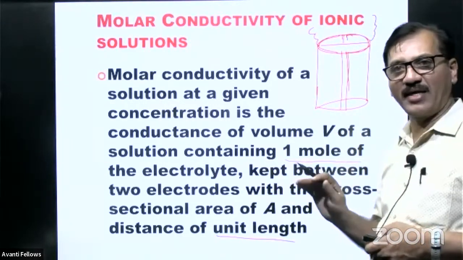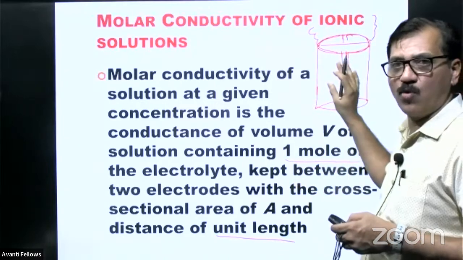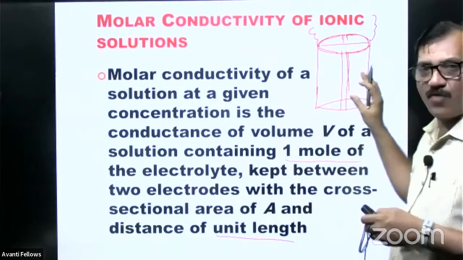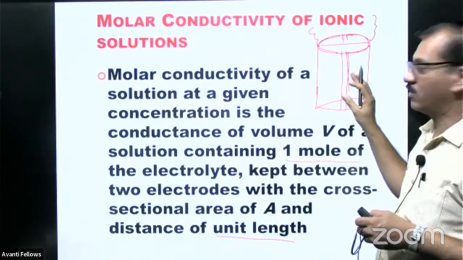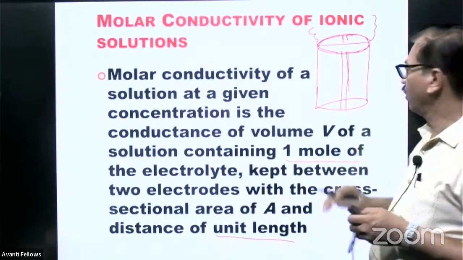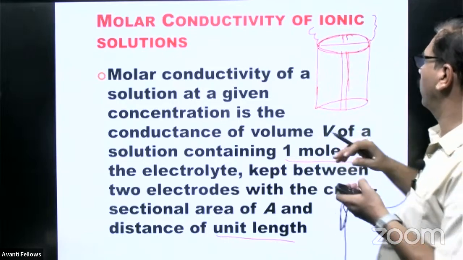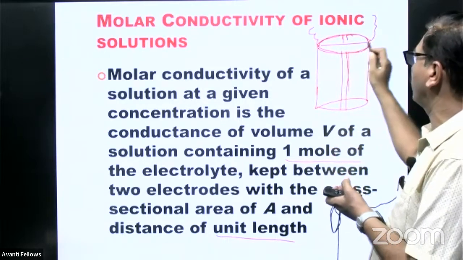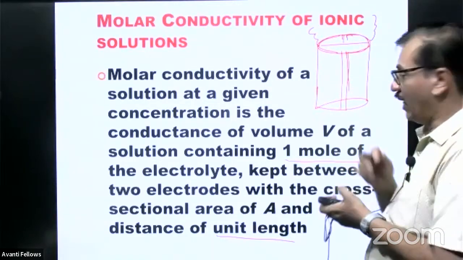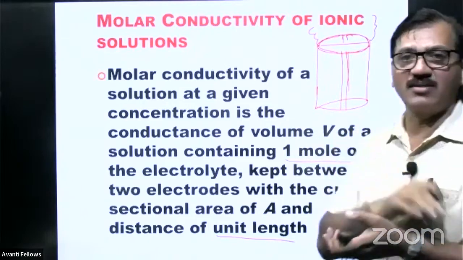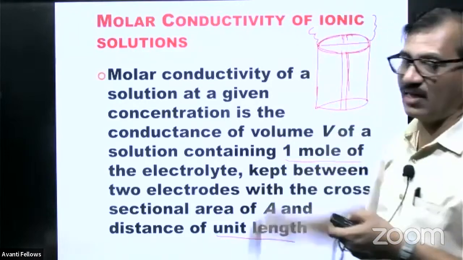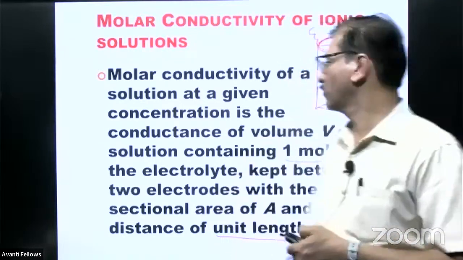So molar conductivity is the conductance due to 1 mole of an electrolyte. This is importantly to be written. Conductance due to 1 mole of an electrolyte kept between the electrodes which are 1 centimeter apart or 1 meter apart, unit length apart, and the whole of the solution should be between them. Then whatever measurement we get, that is molar conductivity, right?